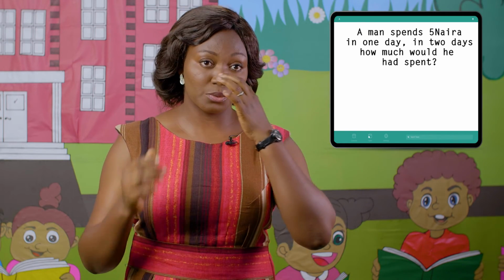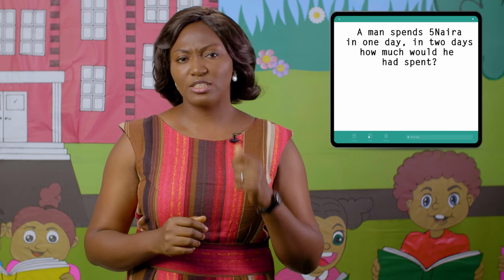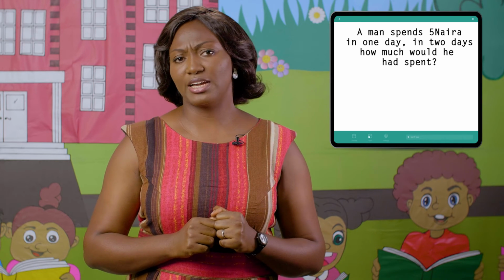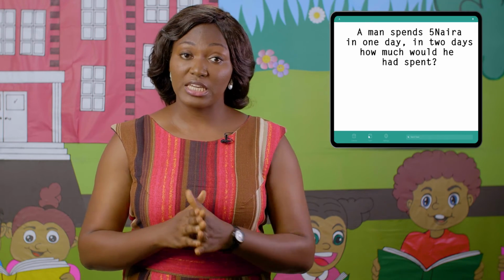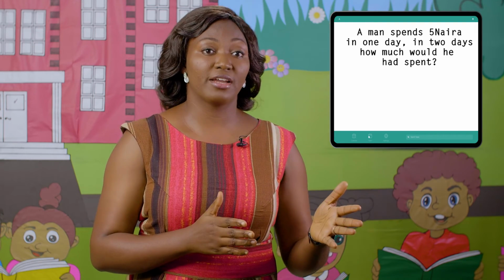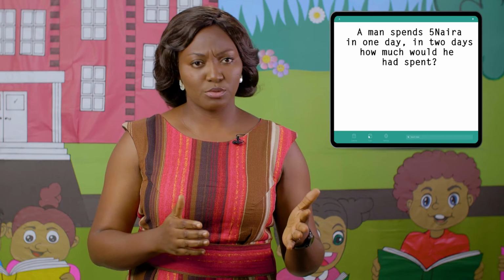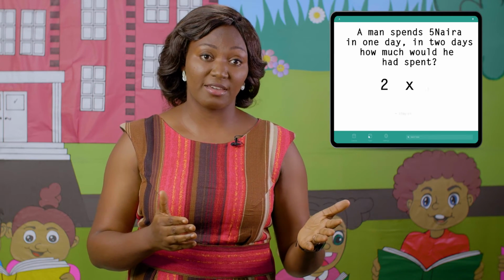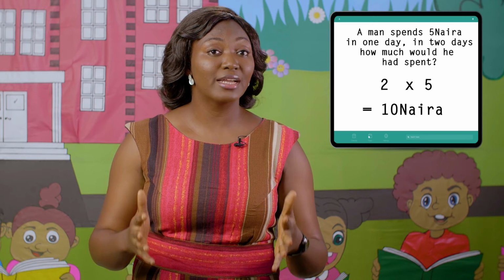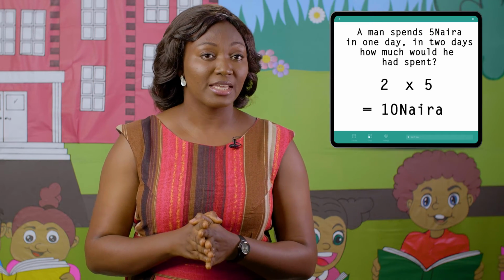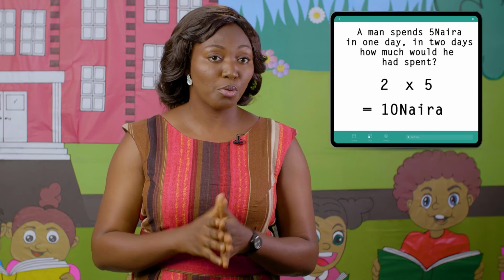That is direct relationship. For example, you have a man spends 5 naira in one day. In 2 days, how much would he have spent? He would never spend less, which means if in one day he spends 5 naira, in 2 days, he would have spent 2 times 5. That is 10 naira. That is also a direct relationship. That is a direct proportion.